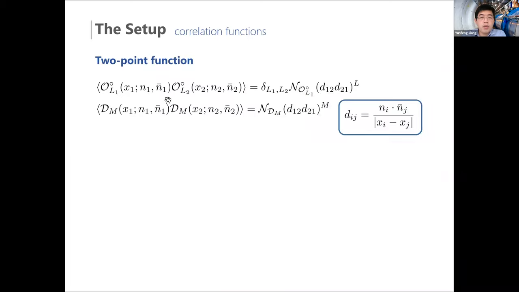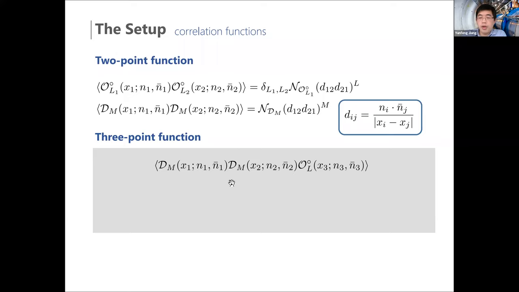Now, first we consider a two-point function. So this is a CFT. So the two-point function is fixed up to a normalization, where this D is just the propagator, and in the numerator, you have the scalar product of I dot M bar J. So this is simple.